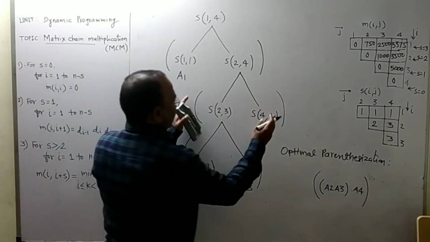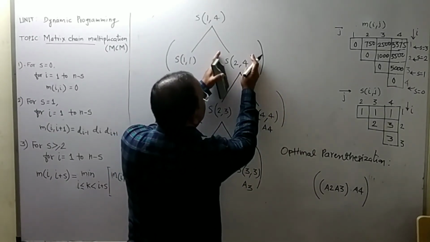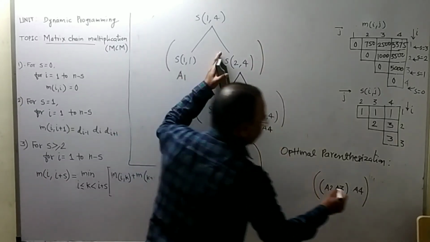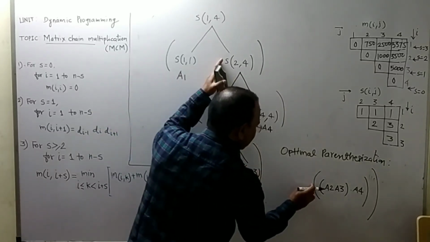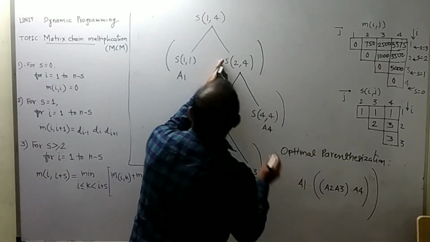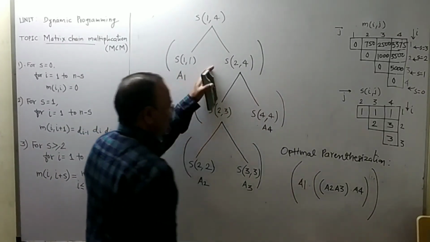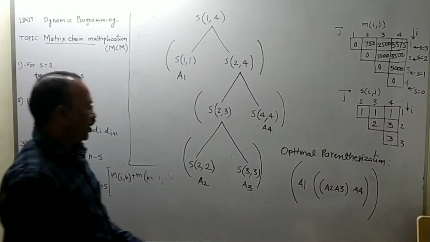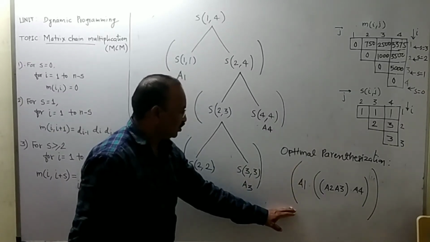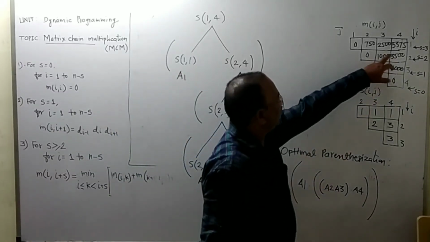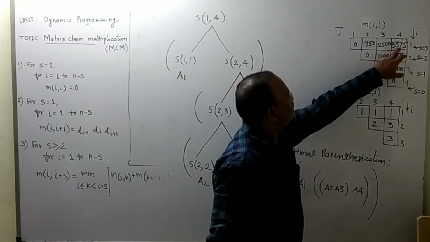Then consider the same thing at this place, means after this place there is a closing bracket, and before that there is A1, and before A1 there is an opening bracket, this one. So in this way we have obtained the optimal parenthesization, which gives us the minimum number of multiplication operations, that is 5375.